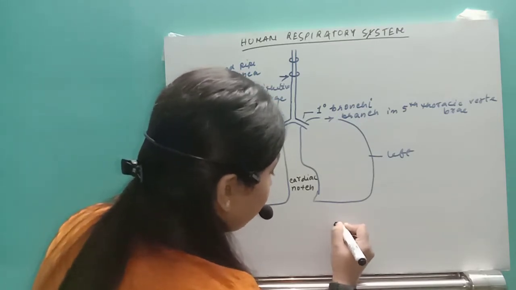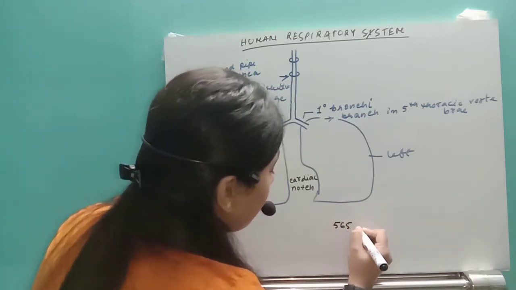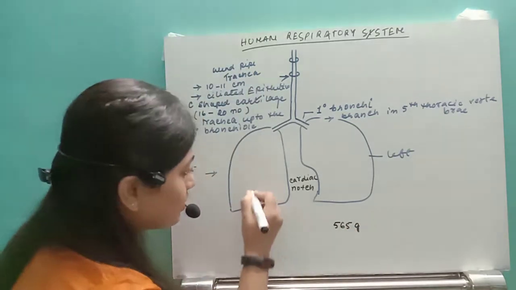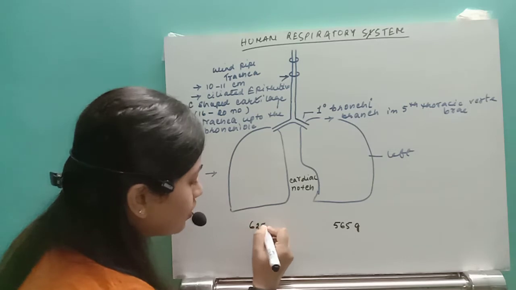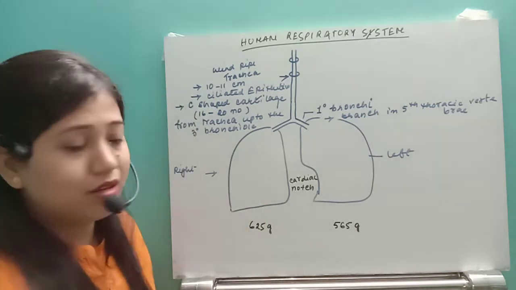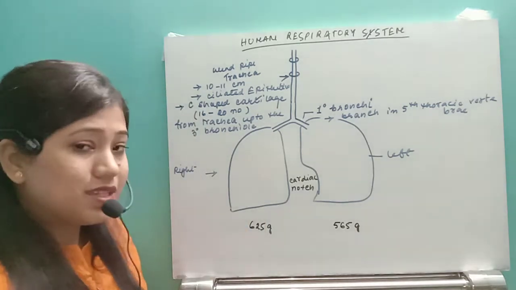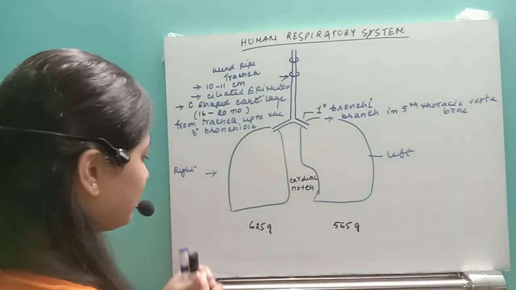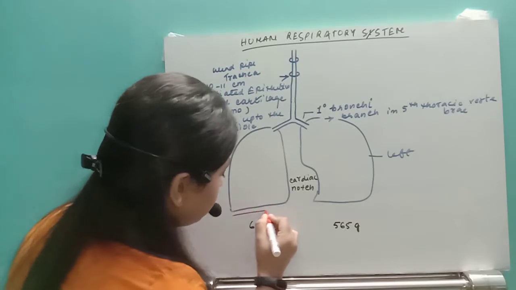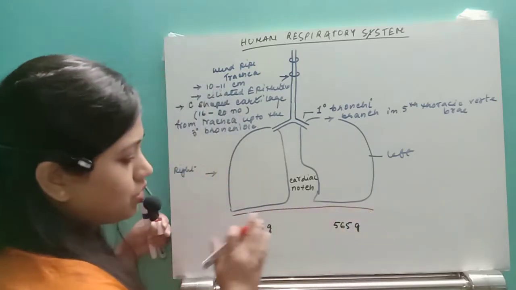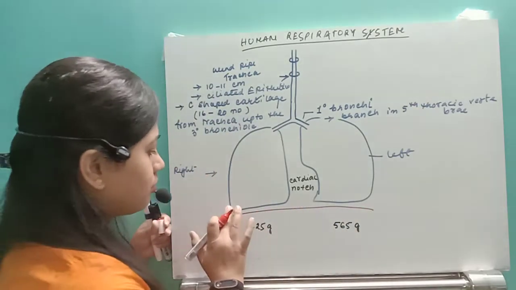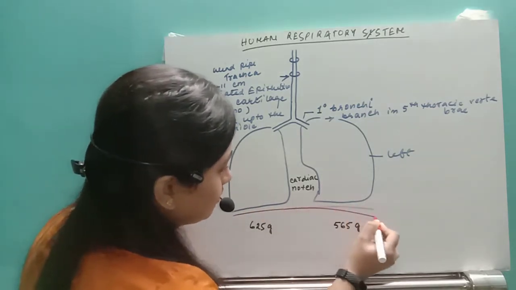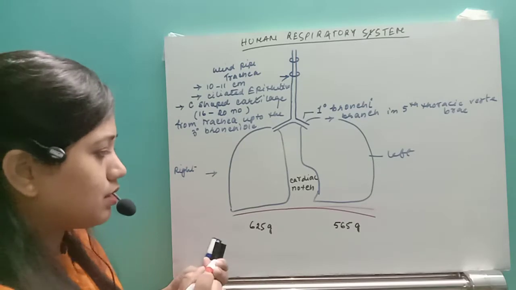The left lung is around 565 gram in weight, and the right lung is around 625 gram. Remember that. And this respiratory tract will end in one region. What is that? That is the diaphragm. This is called the diaphragm. Actually, this diaphragm is not that flat, it is an elevated structure. It is like this, and it is elevated.